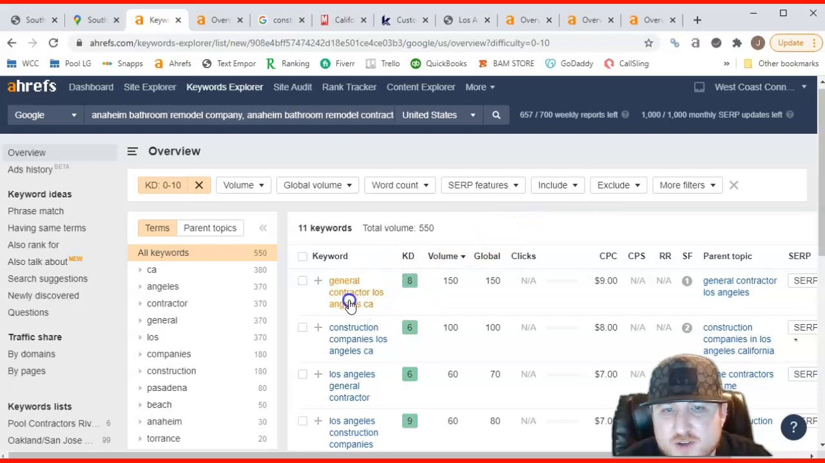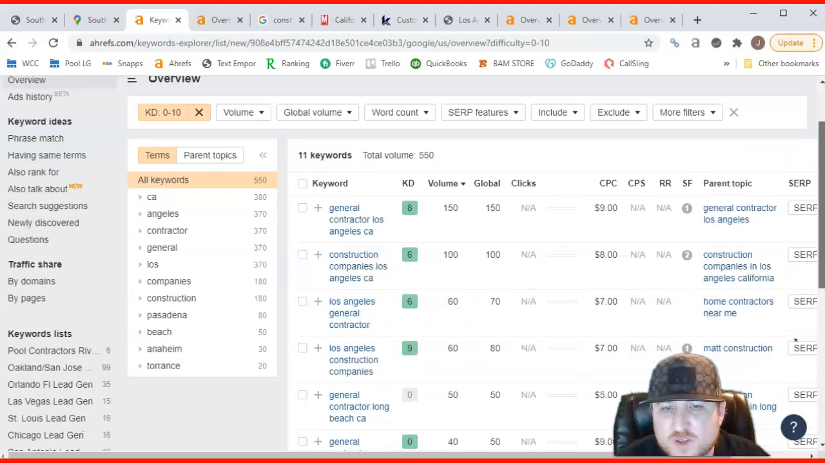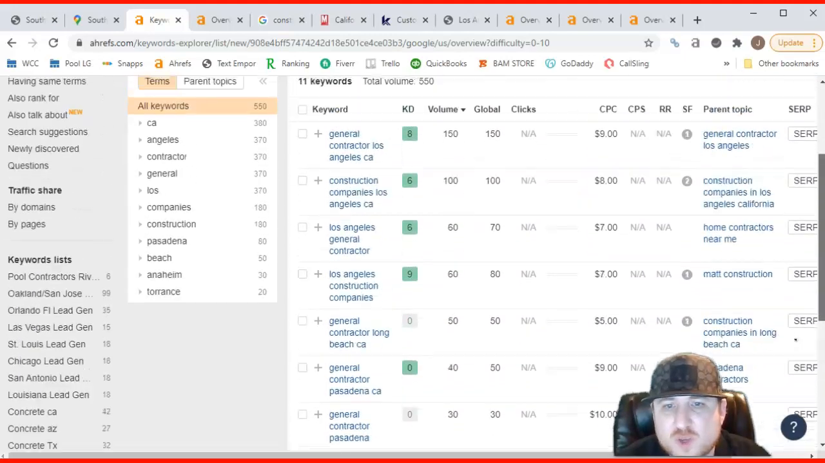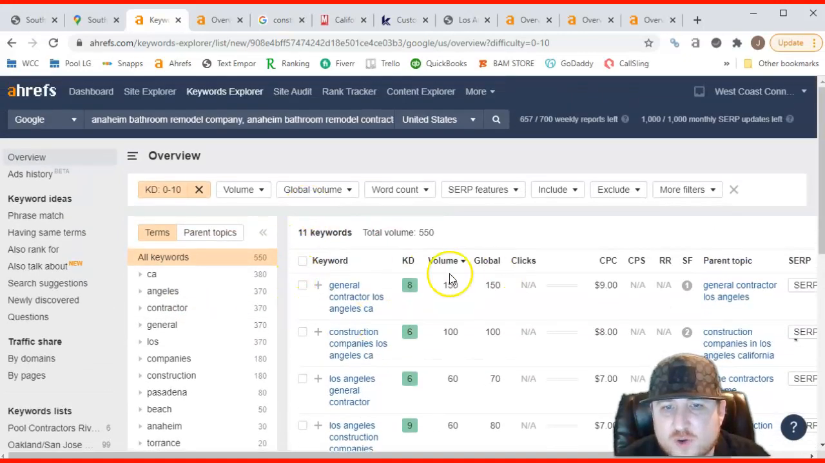And as you can see here, general contractor Los Angeles, their keyword difficulty is 8. So realistically, if you put money in SEO and really focus on improving your site, you could probably within 6 to 9 months, maybe closer to 9 months, overtake that spot and be on the first page. So really important to know how hard it is to rank for your specific keyword.